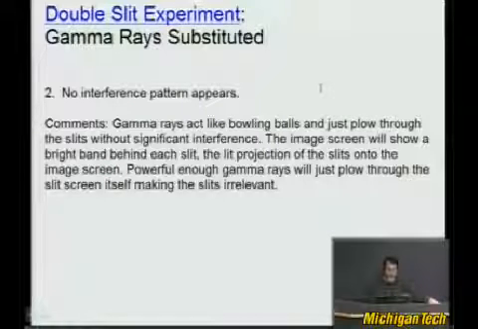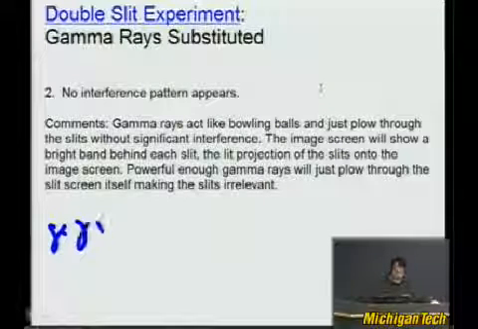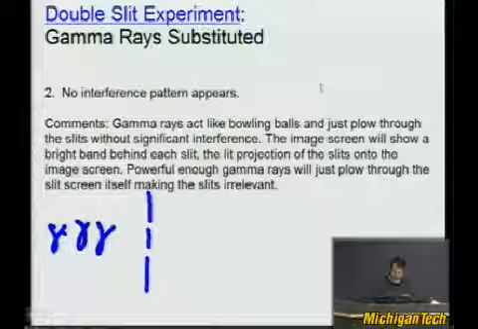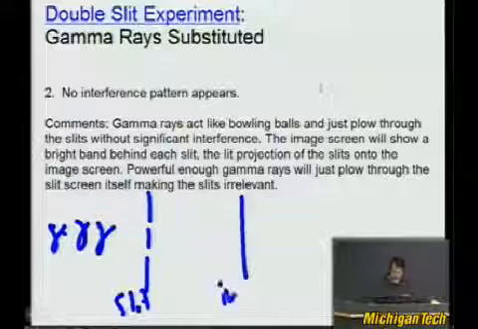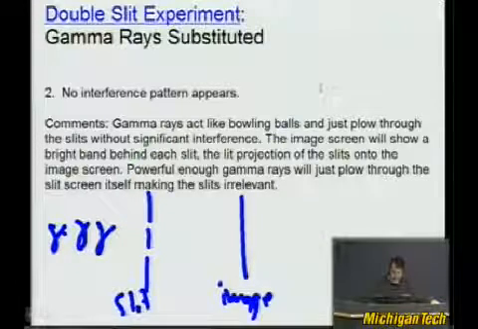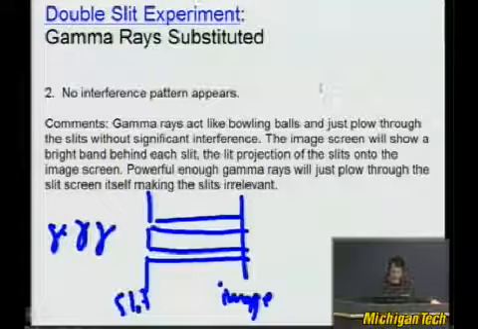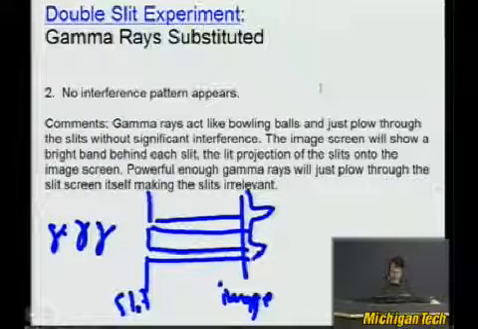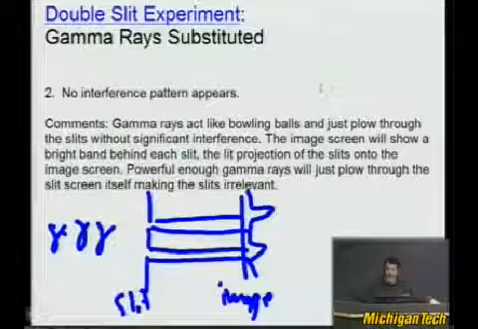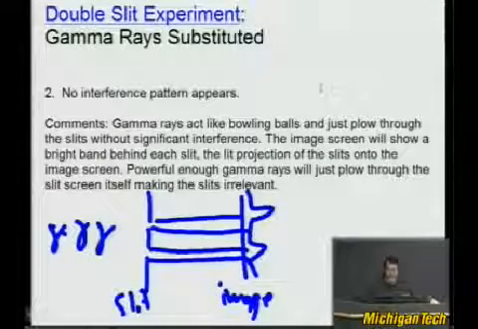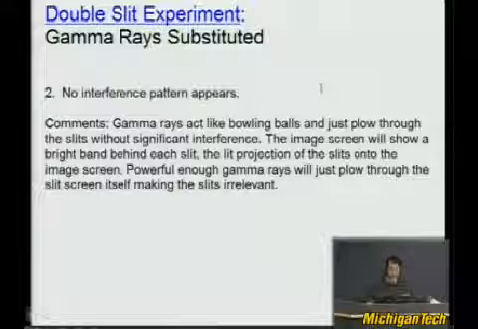Therefore, the image screen will show a bright band behind each slit. So here's the gamma rays. Again, here's the double slits. Here's the slit screen. Here's the image screen. The gamma rays just plow straight through, and on this screen you just get two blips of brightness behind essentially the geometric projection of the two slits onto the image screen. So you're not going to see much. If you go too powerful, it just won't work. But people are curious about that.